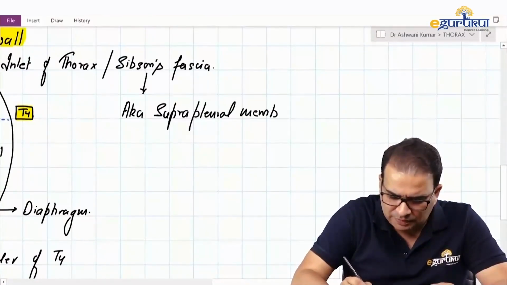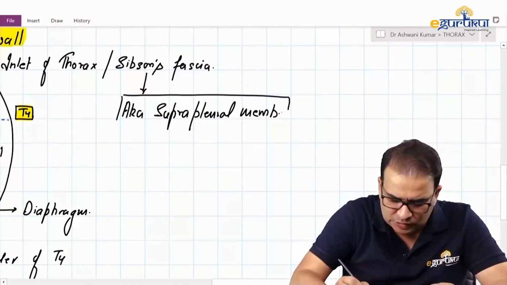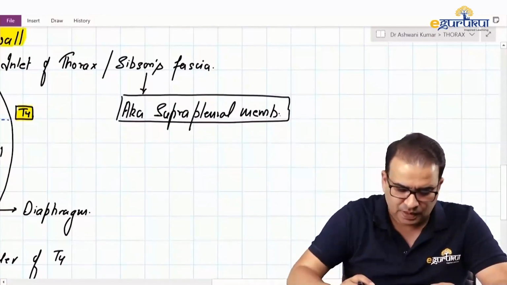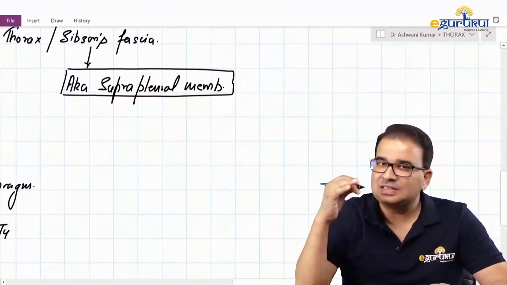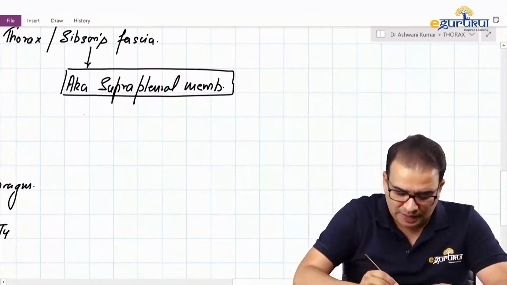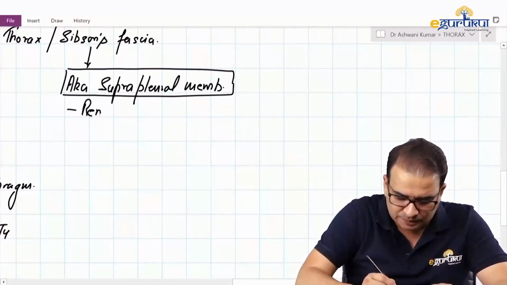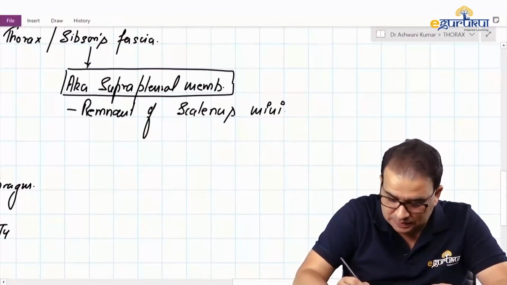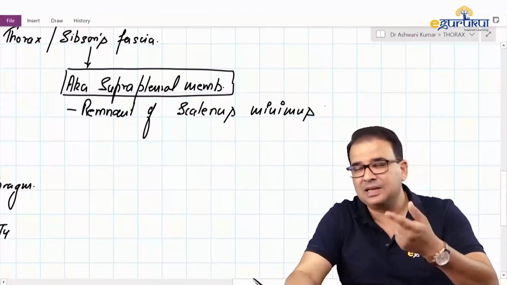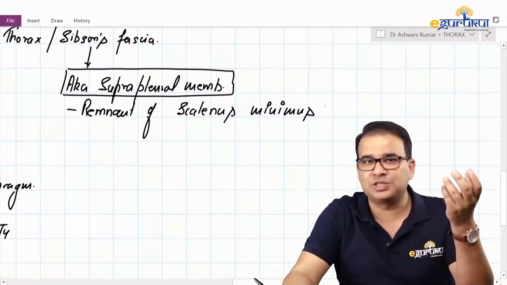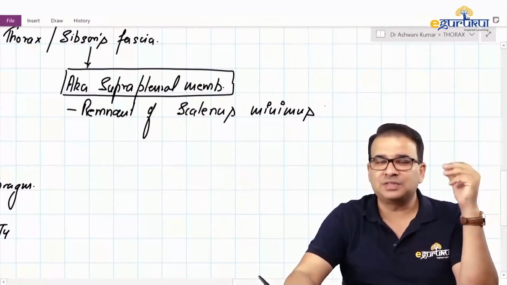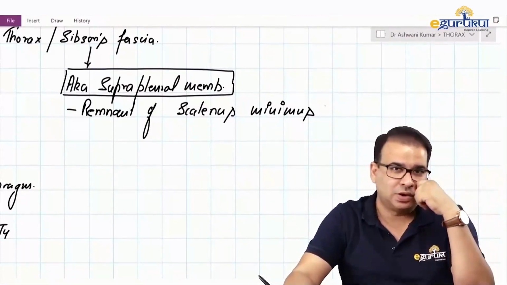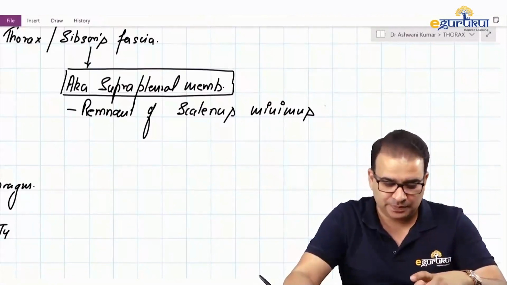It is present above the pleura, so you can obviously call it supra. It is also known as the suprapleural membrane. Now, it is believed that this Simpson's fascia or suprapleural membrane is a remnant of the muscle, and that muscle is the scalenus minimus. Well, we do have scalenus anterior, scalenus medius and posterior, so there is no question about the remnant. So it's a remnant of scalenus minimus muscle, which is called the suprapleural membrane or Simpson's fascia.